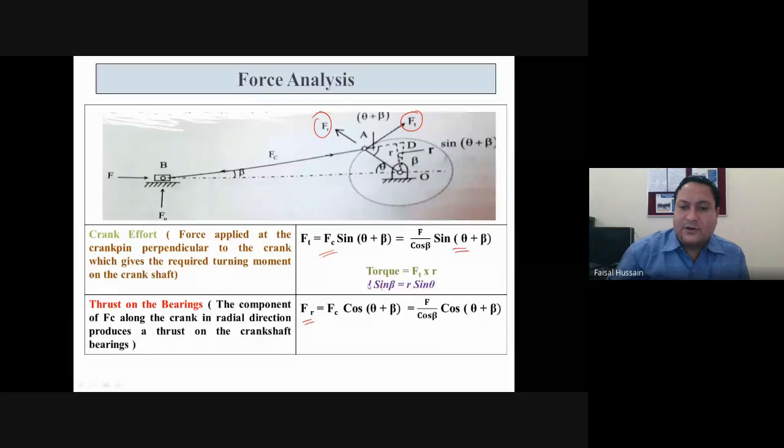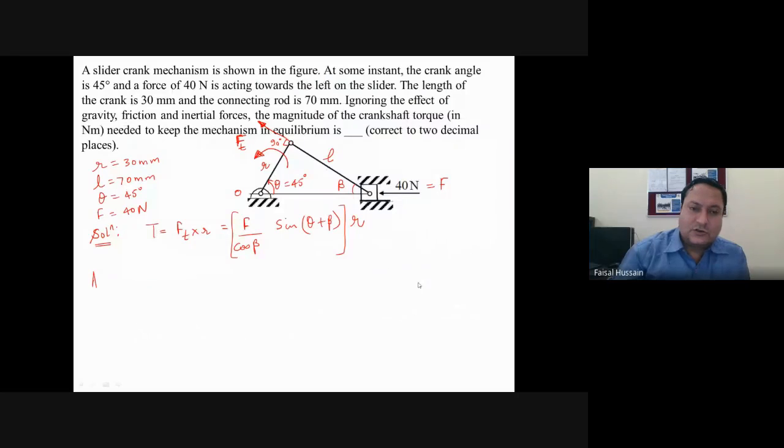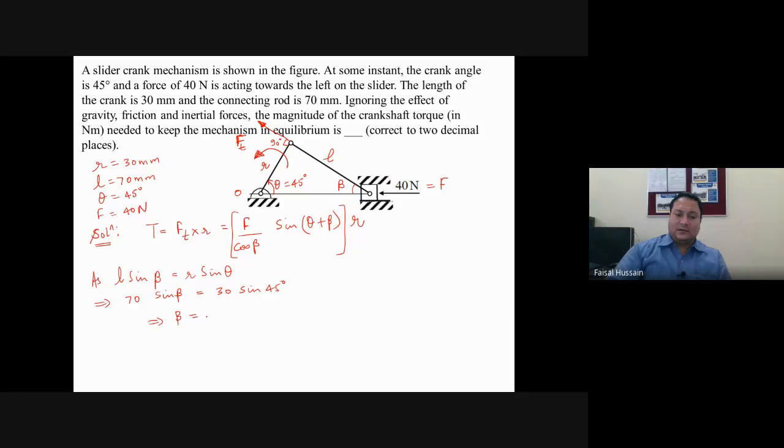Here, I have explained to you the relation L sine beta equal to R sine theta. This is a very important relation. So L sine beta equals R sine theta. From here, L is 70, sine beta, R is 30, sine theta, 45 degree. So from here, I can find beta. So beta will be 17.6406 degree.